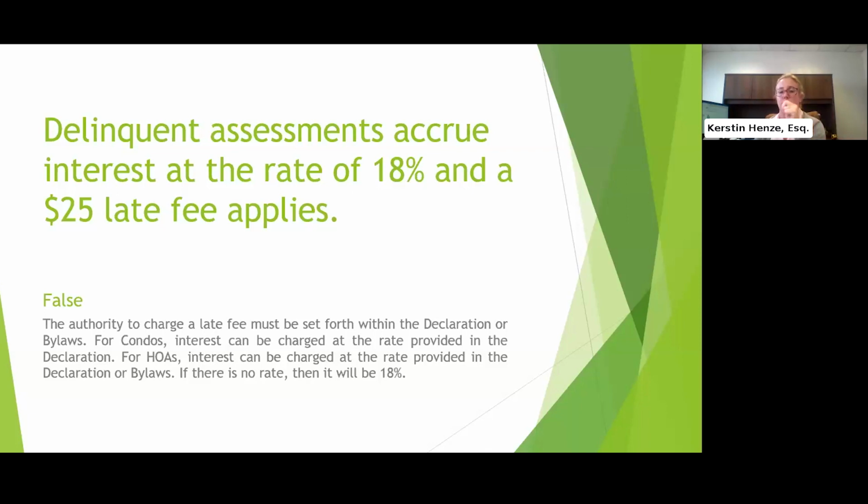Okay. Now with interest, it can be charged at the rate provided in the declaration. That's what the statutes say. With condominiums, interest has to be charged at the rate provided in your declaration. With HOAs, interest has to be charged at the rate provided in your declaration or your bylaws. Now, if your documents are silent, then the rate that applies would be 18%.